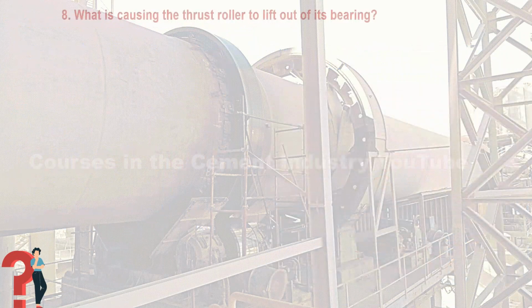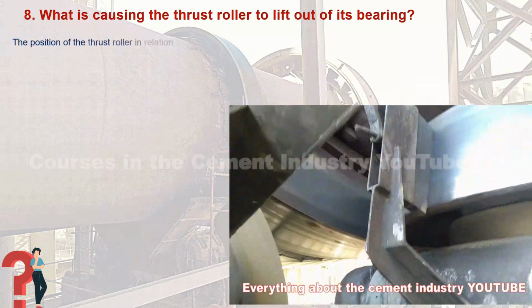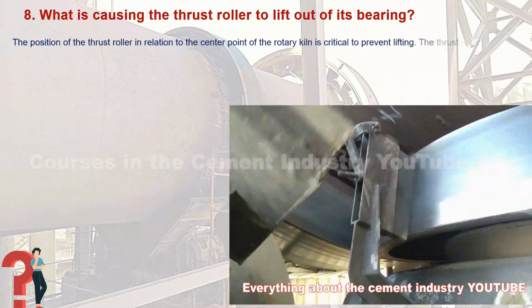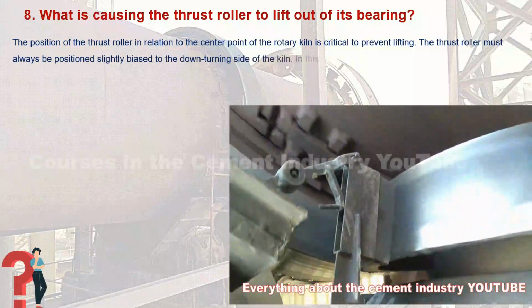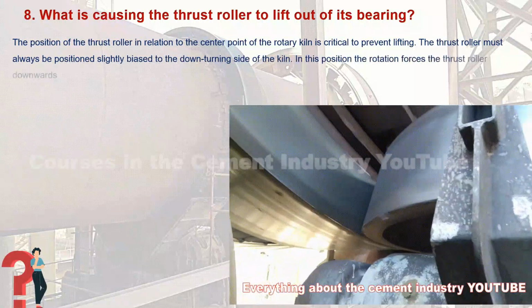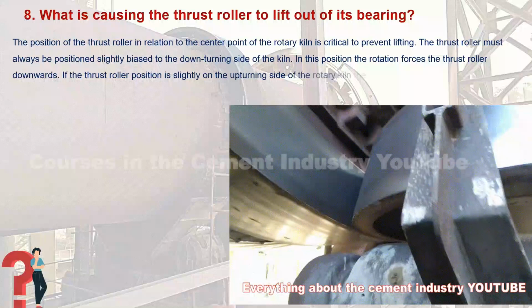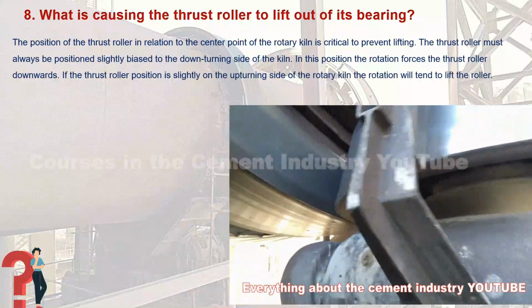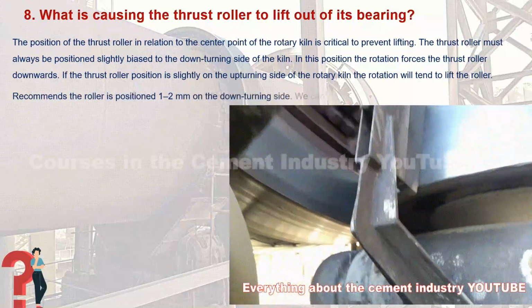Question 8. What is causing the thrust roller to lift out of its bearing? Answer. The position of the thrust roller, in relation to the center point of the rotary kiln, is critical to prevent lifting. The thrust roller must always be positioned slightly biased to the down-turning side of the kiln. In this position, the rotation forces the thrust roller downwards. If the thrust roller position is slightly on the upturning side of the rotary kiln, the rotation will tend to lift the roller. Recommended: the roller is positioned 1 to 2 mm on the down-turning side.